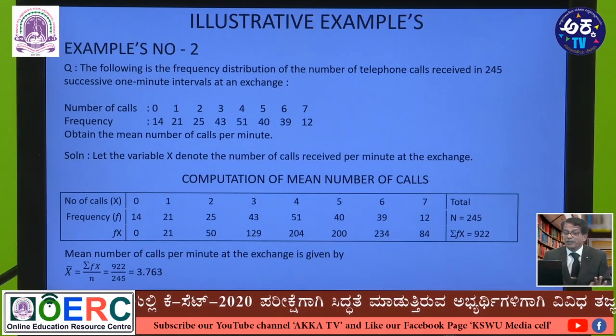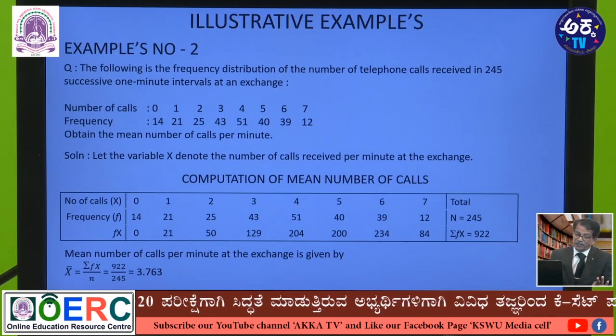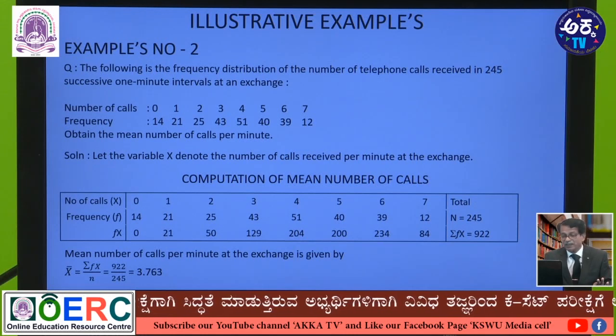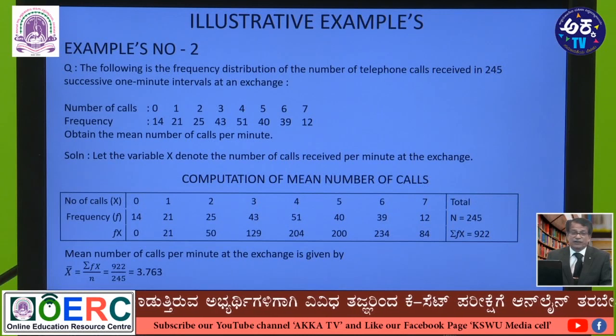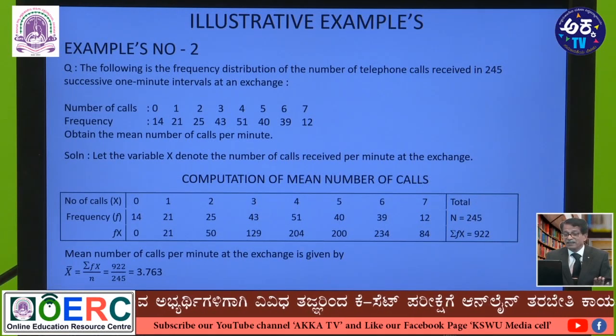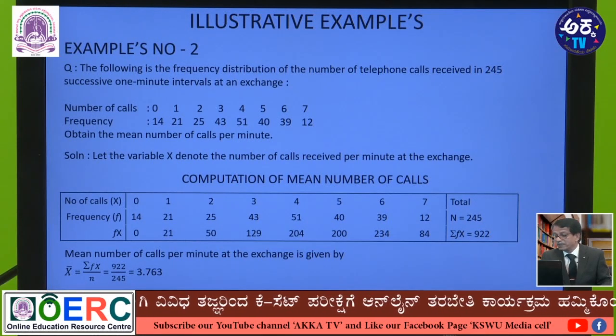Therefore, the mean number of calls per minute at the exchange is given by x bar equal to, with the usual formula, summation f x by n, and that amounts to 922 divided by 245, and the result is 3.763 calls per unit interval of time.